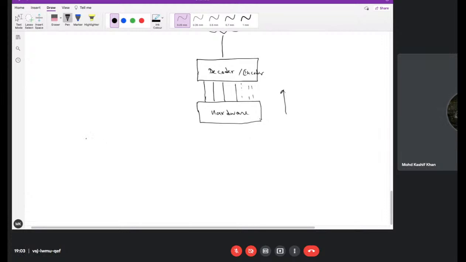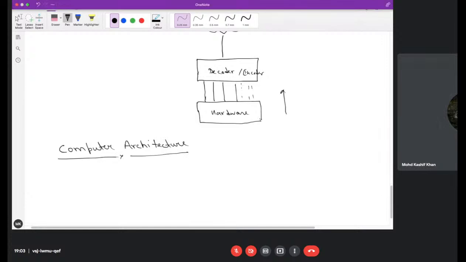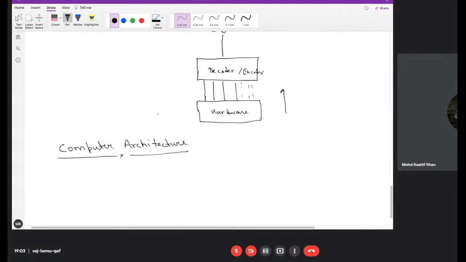Okay, very good. So now we will see some structure of the computer, some various structures that we use. So now write the heading computer architecture.